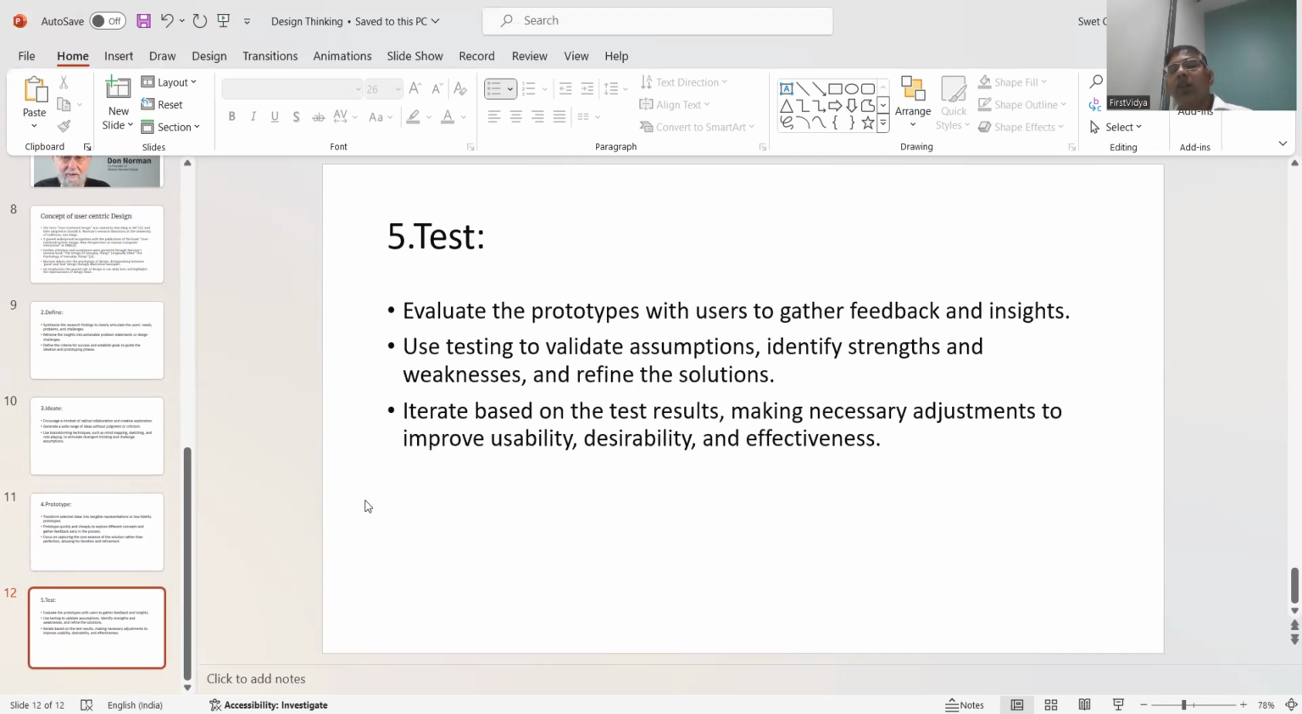But again, it should not be in sequence, where first we go for empathy, then define and all these things. It can be non-linear. This is called non-linear also. After the first stage, we can go directly to the third stage also.